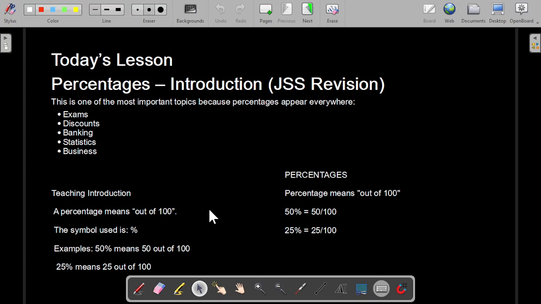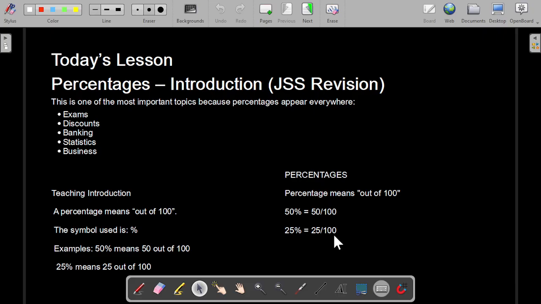It is very important. Percentage means out of 100. When you have 50%, 50% simply means 50 over 100, 50 out of 100, so 50 divided by 100. Likewise 20 divided by 100, 10 divided by 100. What you have is now out of 100. So 25% is equal to 25 divided by 100. It is very important you understand this and have it at the back of your mind.